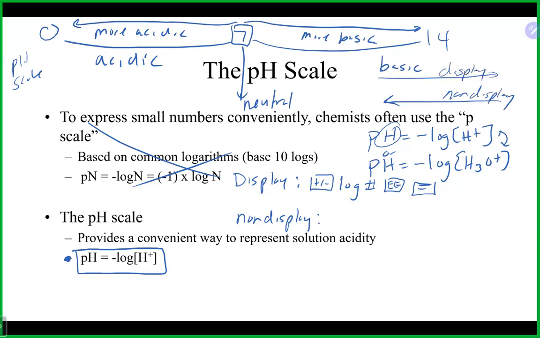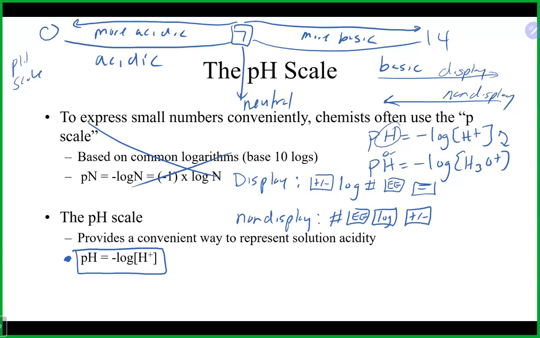If you have a non-display calculator, you actually need to start with the number. Make sure you use your exponent button. You then need to hit your log button, and then you need to hit your negative button to turn it into a positive number. So again, depending on the calculator that you have, that determines which way you need to go for this equation and a couple others we're going to see in this chapter.